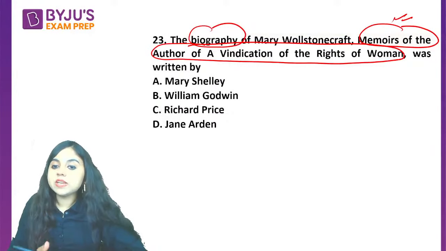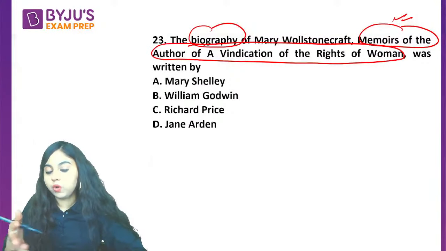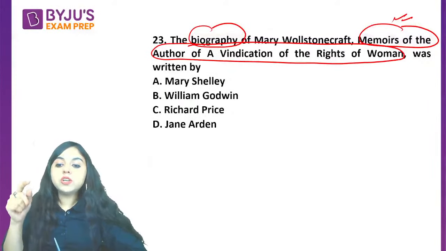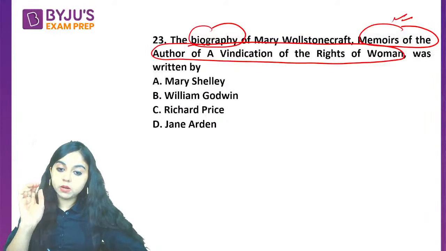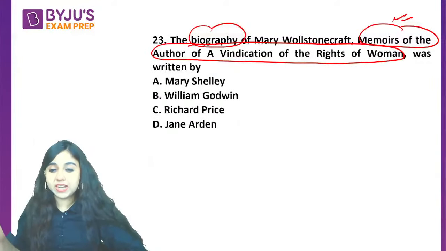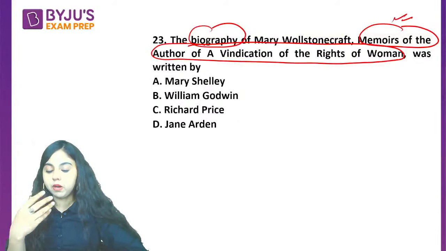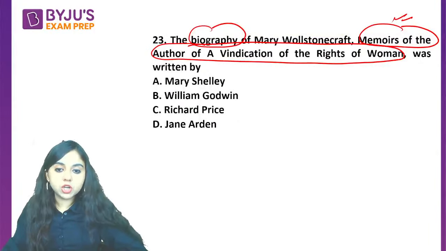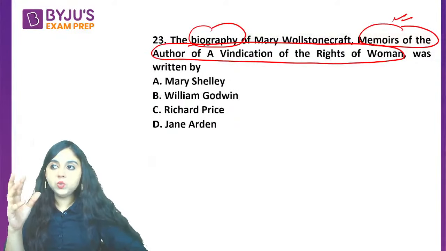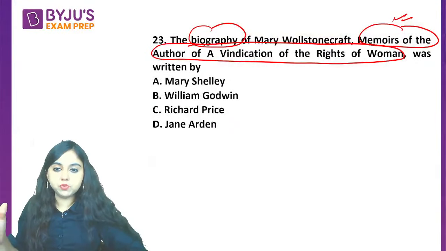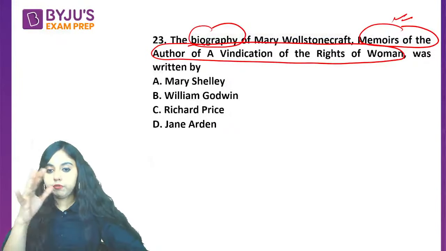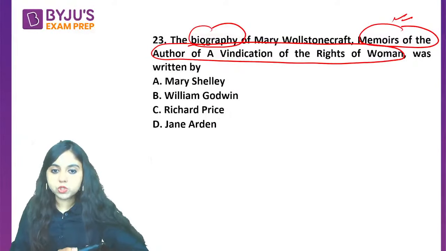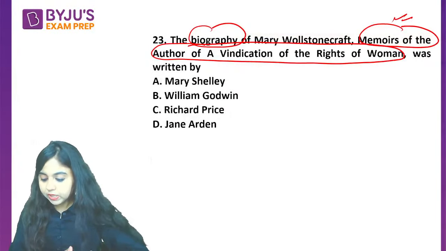So the 18th century writer Mary Wollstonecraft's biography, Memoirs of the Author of A Vindication of the Rights of Woman, was written by her husband Godwin. Mary Wollstonecraft is a woman who was writing about feminism. She of course died a few days after the childbirth of Mary Shelley. She had a difficult journey. Overall, she had two scandalous affairs as well, and finally she got married to William Godwin. One of those affairs also bore her a child.